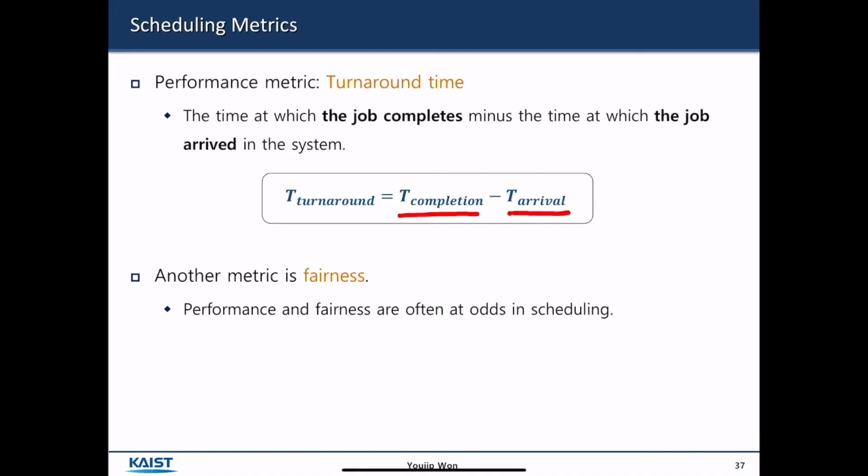Another metric is fairness. There are two important attributes to determine the value of a scheduling algorithm. One is turnaround time, and the second one is fairness. In most cases, fairness and turnaround time conflict with each other. If you want to achieve performance or turnaround time, you have to sacrifice fairness. On the other hand, if you want to emphasize fairness, you may have to give up turnaround time.